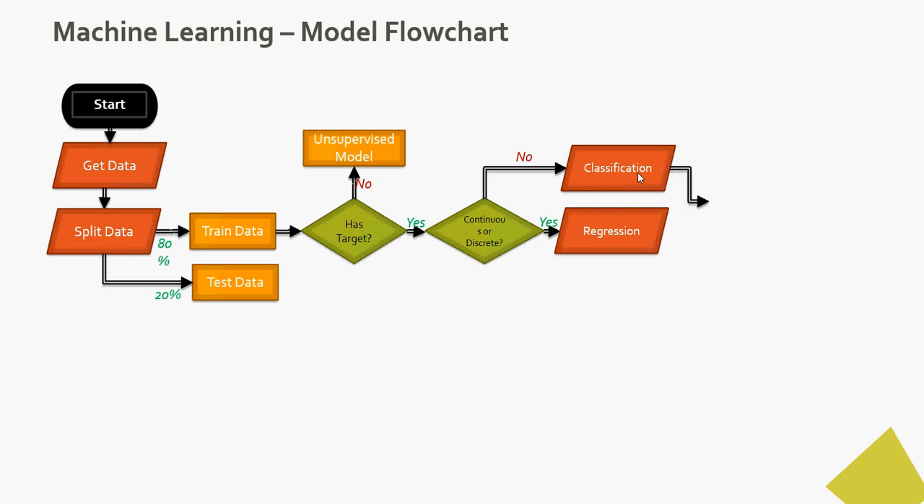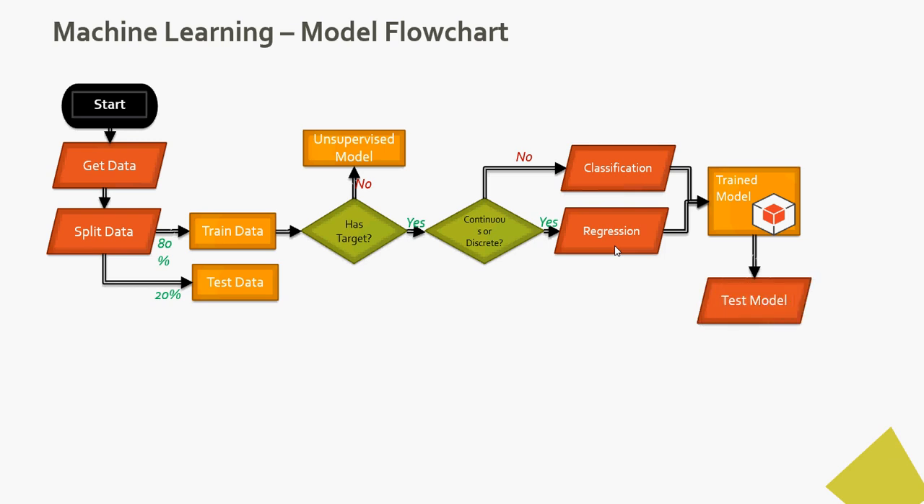Now, once you create those models, so classification and regression are types of models, as we saw in the last slide, which is the supervised model slide, and then you create a trained model. I will show you in Python, in Google Colab, how you do this step. Once the model is trained, then you would test the model. Testing the model is important as well. For testing this model, you would use the test data.